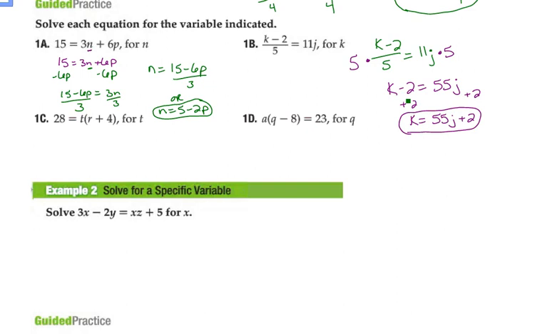Then we're just down to k minus 2. So very close to solving for k, all I have to do is add that 2 over. And remembering that I can't combine that with the 55j, I just have to say 55j plus 2.